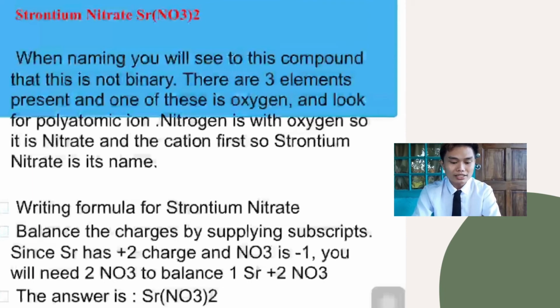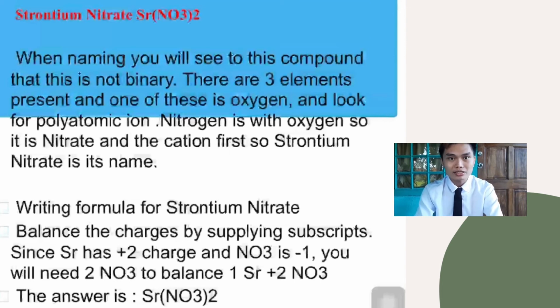For writing the formula for strontium nitrate, first, you need to balance the charges by supplying the subscripts. Since Sr has a positive 2 charge and NO3 has a negative 1 charge, you will need 2 NO3 to balance 1 Sr with positive charge 2. So the answer is Sr(NO3)2.